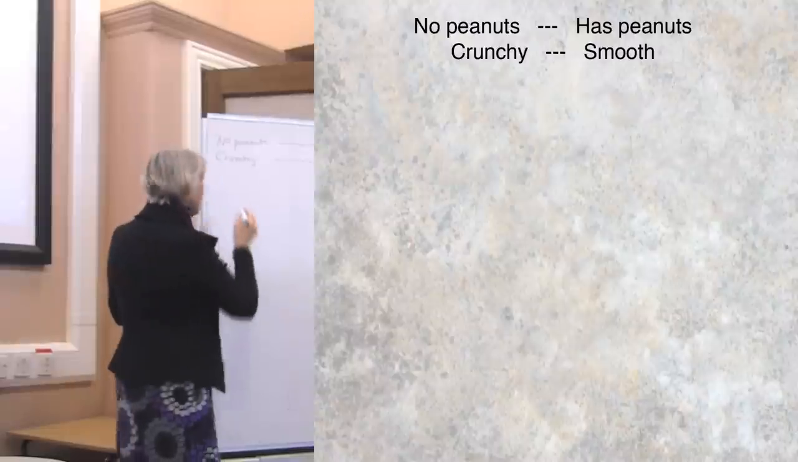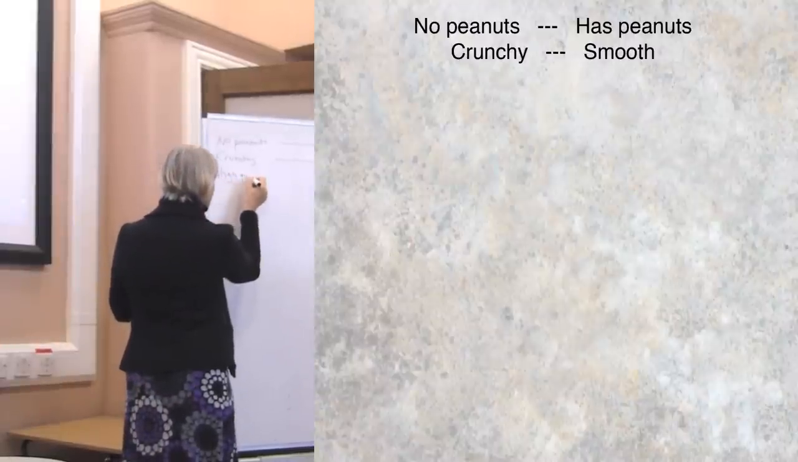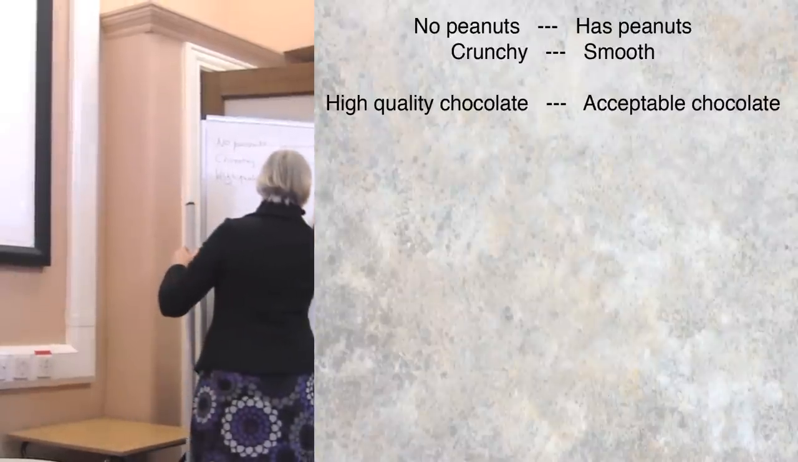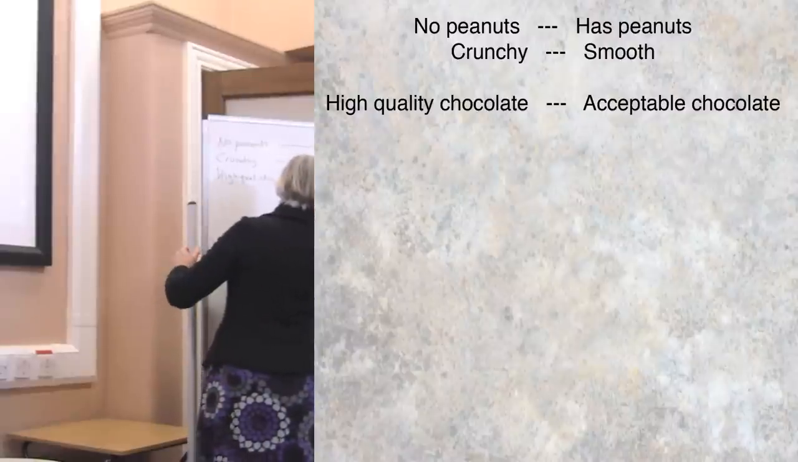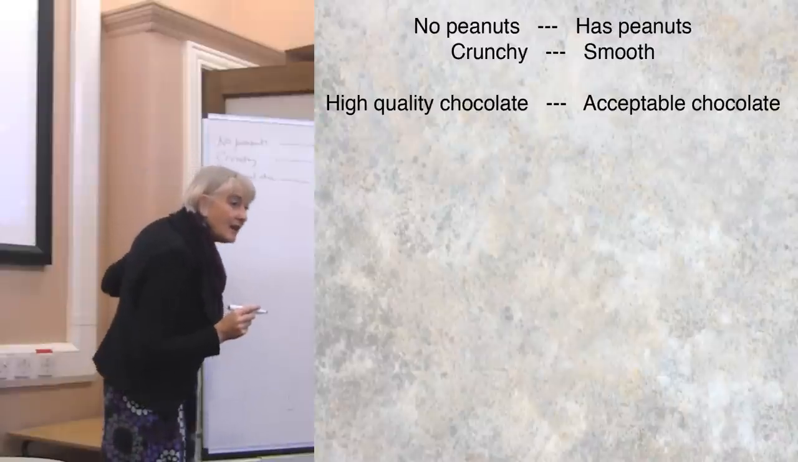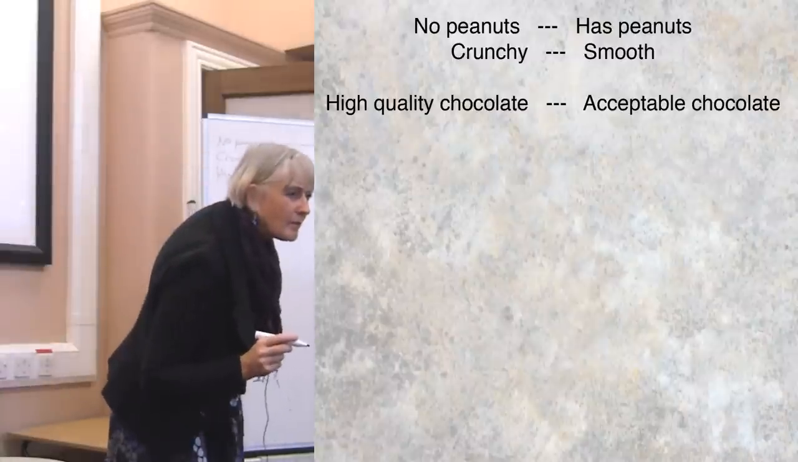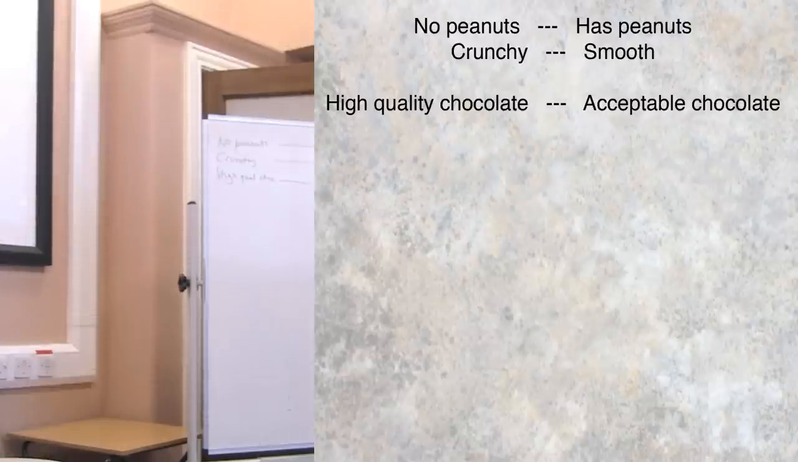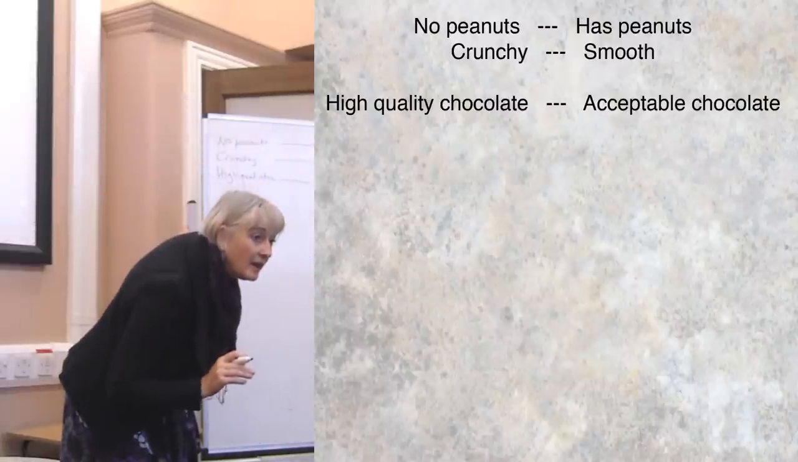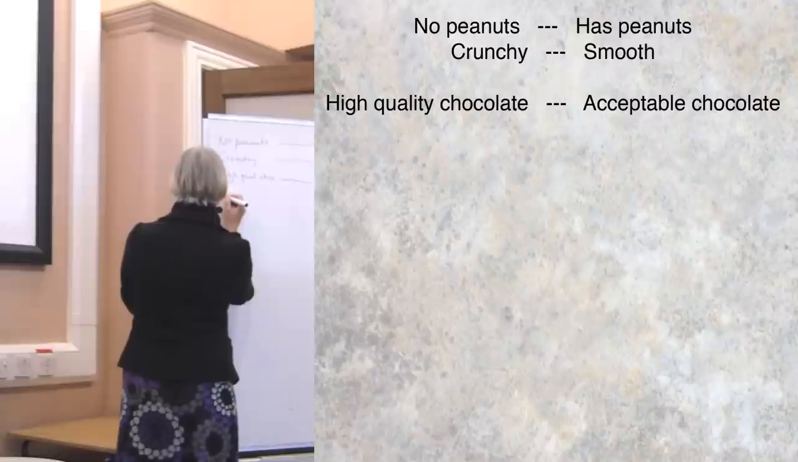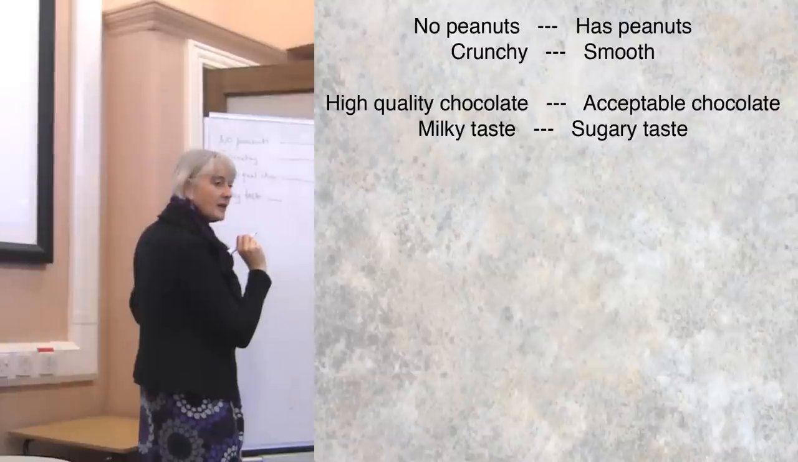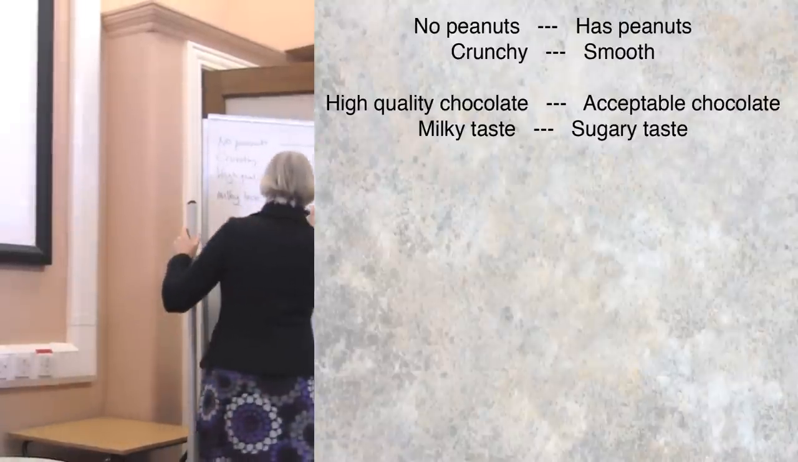More? High quality chocolate, as opposed to acceptable chocolate. There is no unacceptable chocolate. What's the definition of high quality? We wanted the construct, not the name of the chocolate. Milky taste, as opposed to sugary taste. Okay.